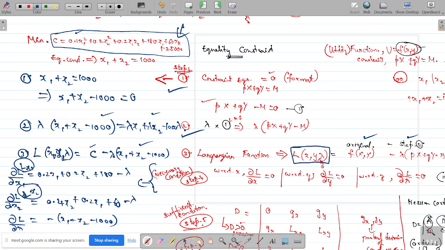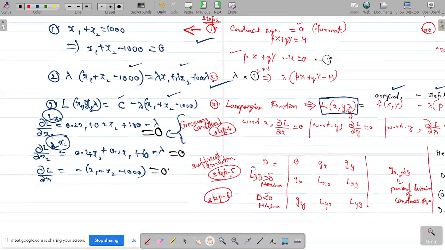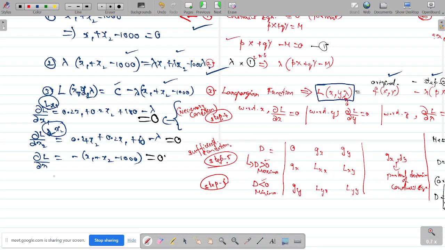So for convenience sake, let me take a different color again. Black. This is equal to 0, this is equal to 0, and this is equal to 0. I have to equate it, so I have to find the values of x1, x2 and x3. This is actually like normal equation solving. So I'll skip this step.